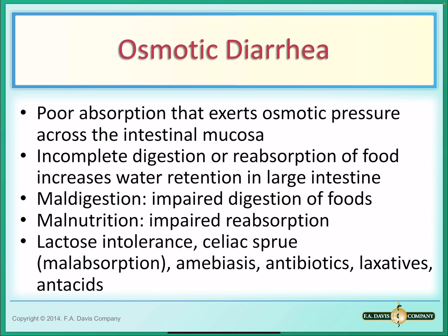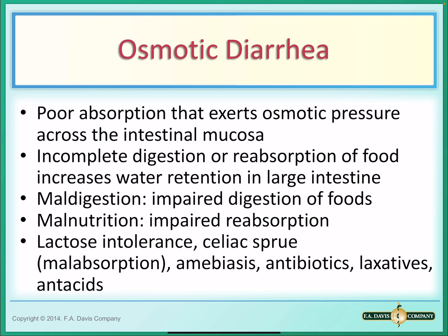Again, osmotic diarrhea is caused by poor absorption that exerts osmotic pressure across the intestinal mucosa. Maldigestion, which is impaired food digestion, and malabsorption, which is impaired nutrient absorption by the intestine, both contribute to osmotic diarrhea. The presence of unabsorbable solute increases the stool osmolality, and the concentration of electrolytes is lower, resulting in an increased osmotic gap.